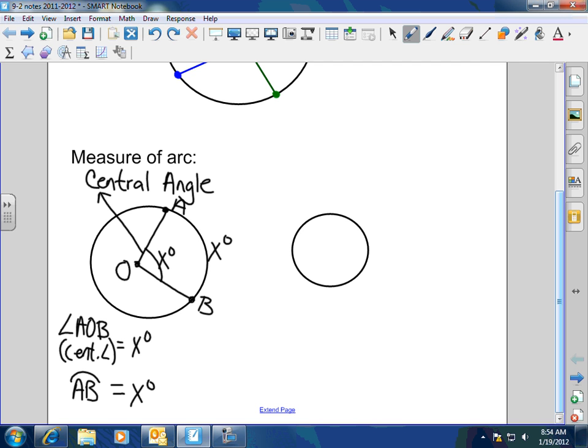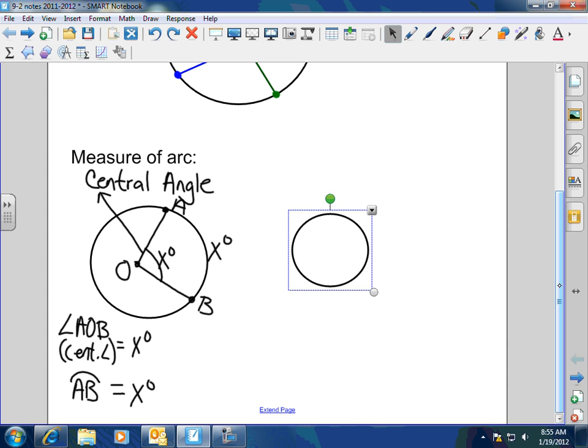When you have a central angle, the arc measure in degrees is equal to the central angle. Does that make sense? Okay.